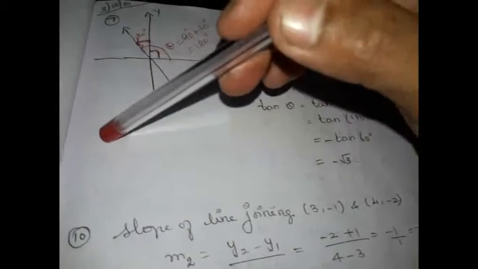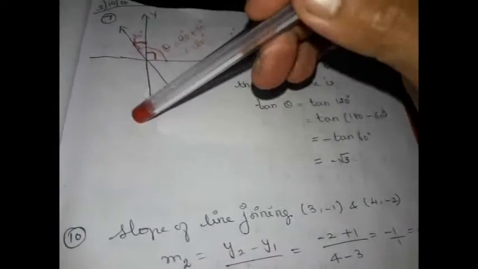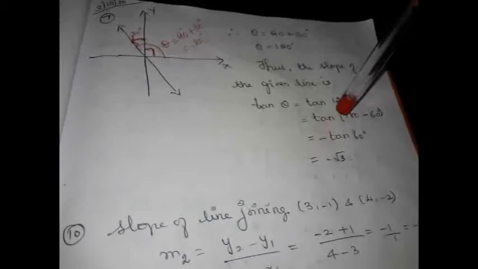Tan of 180 minus theta. 180 minus theta means it will come in the second quadrant. All silver tea cups: in the second quadrant, only sine is positive, tan is negative. So it has become minus tan theta. So minus tan 60, which is minus root 3. So minus root 3 is the slope of the line. Yes, hope you understood. Let us move on to the next question.